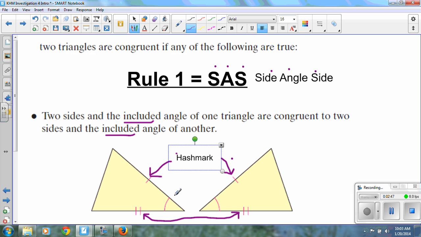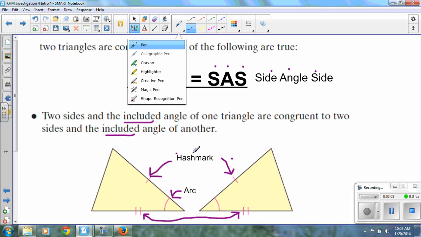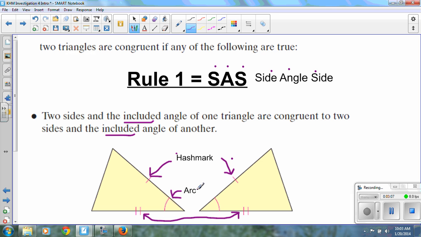The other symbol in this figure is right here, and it's referring to the angle. This is called an arc. When you want to indicate that you have equal or congruent angles, you use this symbol called an arc. I'm going to call these triangle 1 and triangle 2. In triangle 1, we have a hash mark on the side length, an arc on the angle, and then two hash marks on the other side length. In triangle 2, we have one hash mark, an arc, and then two hash marks.